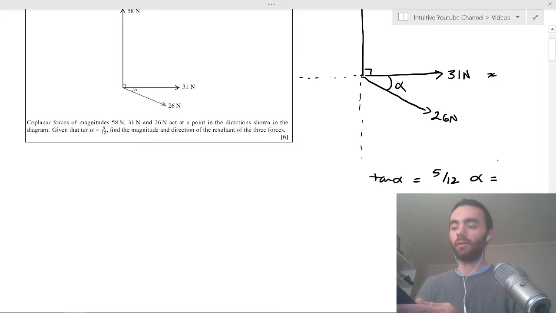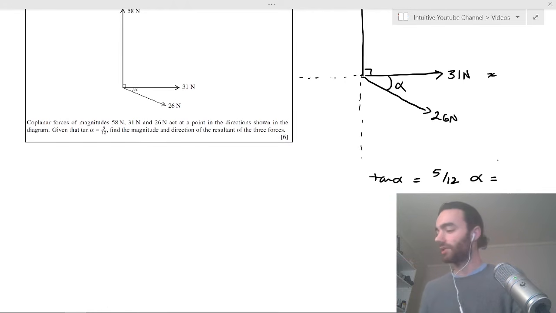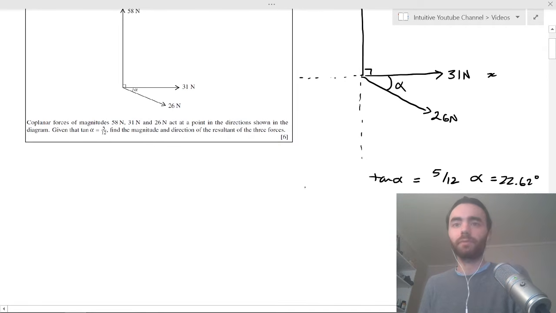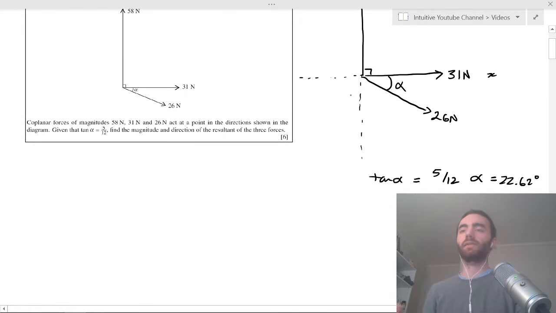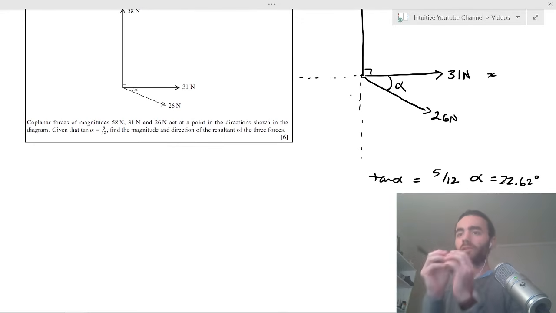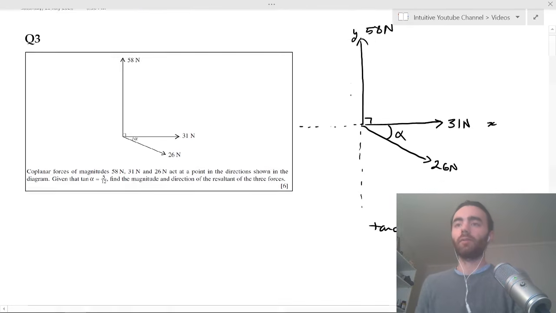So that means that we can actually find alpha. Let's put this in your calculator, so we can find this angle between these two vectors. So 5 divided by 12, shift tan, which is 22.62 degrees. It wants you to find the magnitude and the direction of the resultant force of these three vectors. So these three vectors are acting on a point, they're pulling in these different ways, and there's going to be some resultant force which moves some resultant vector, and we need to find that resultant vector.